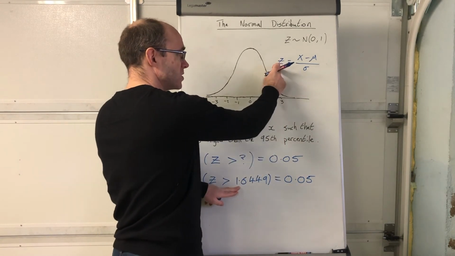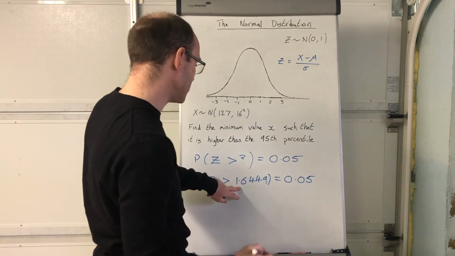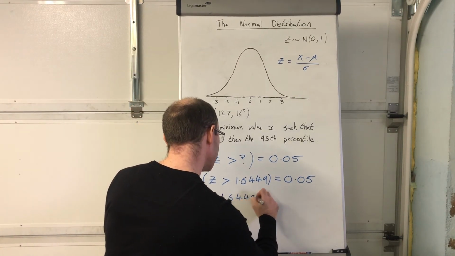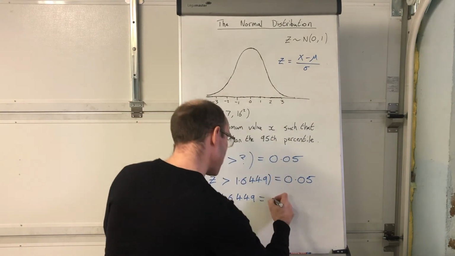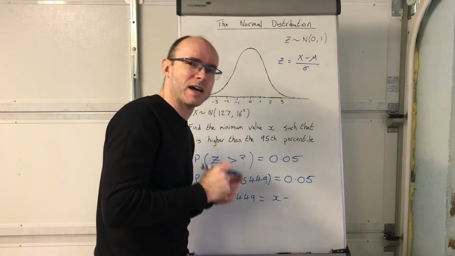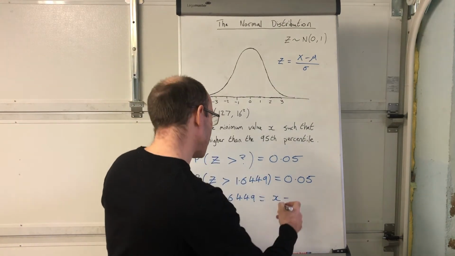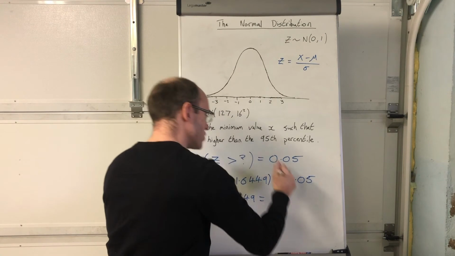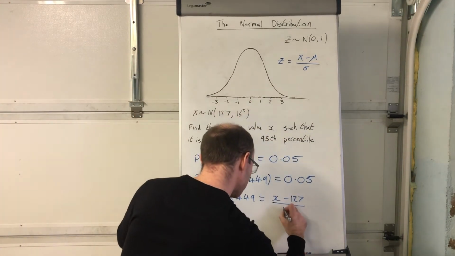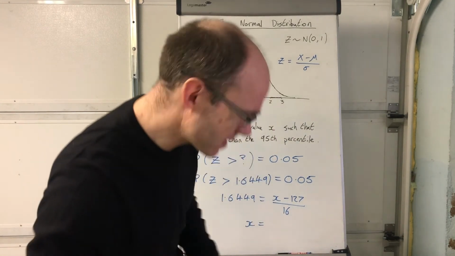So we've got Z, which is this, is equal to X minus mu over sigma. So it must be the case that 1.6449 is equal to x. Remember, small case x when it's a particular value in that distribution. x subtract the mean, which is 127, over sigma, which is 16. Okay, and we just need to work out what x is. Use a calculator for that.